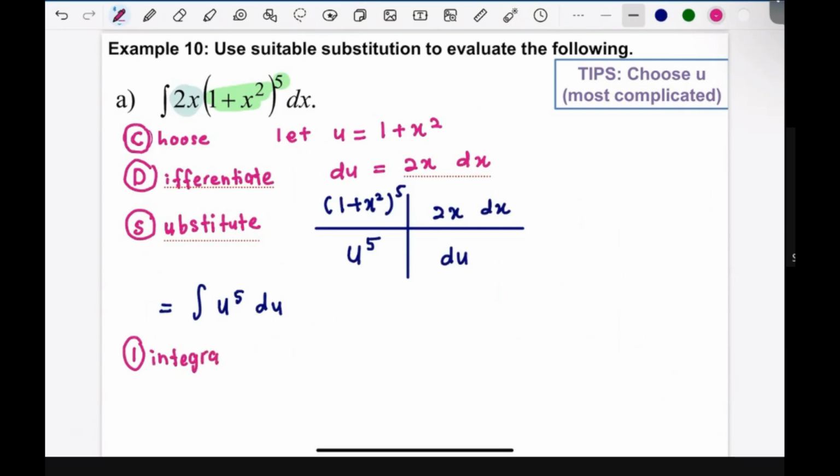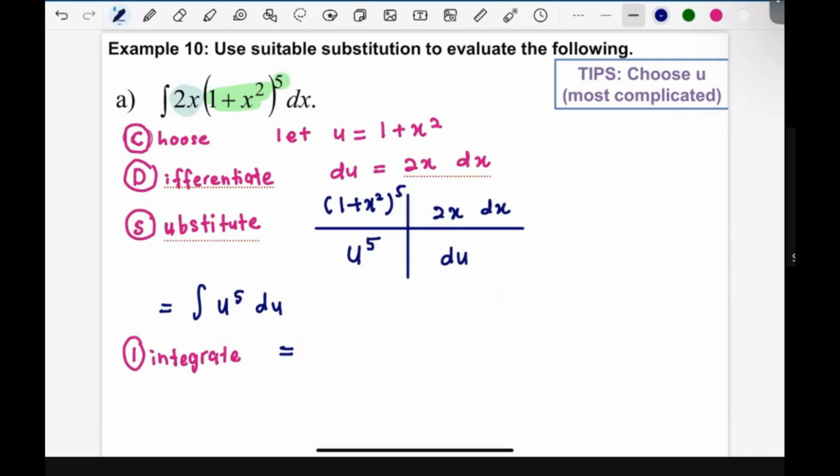Means now we can integrate our U equation. If at this step you still cannot integrate the function, means you already chose the wrong U, or you differentiated du wrongly, or you already chose the wrong method.